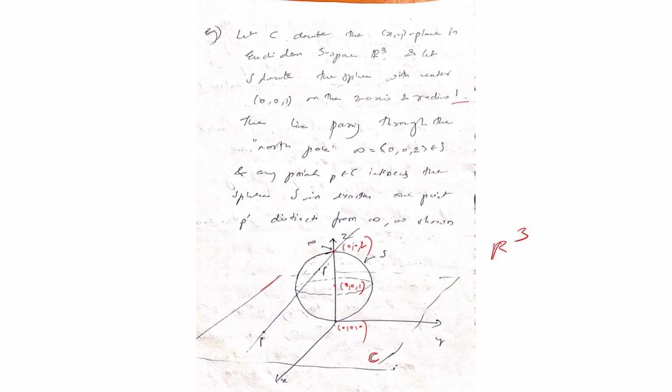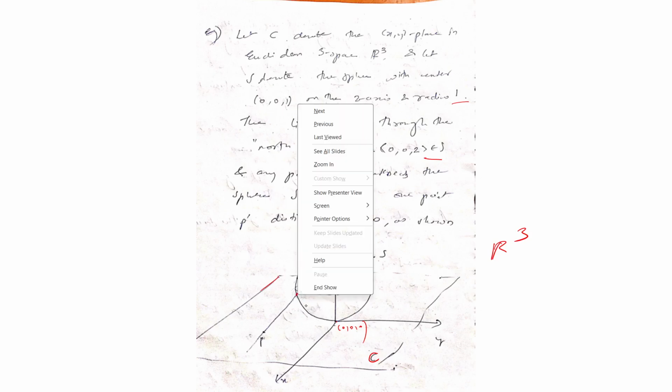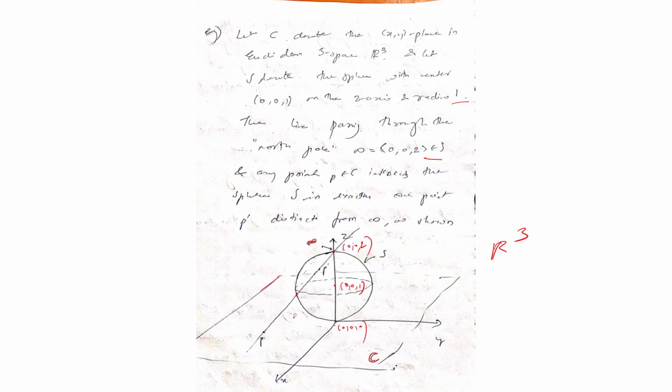Now the line passing through the north pole, that is 0, 0, 2, we are taking this point as infinity, denoting it by infinity. This belongs to the sphere, right? If you pass any line through this point, it will cut the sphere at only one point. If you take a line from inside, it will intersect the sphere at one point.